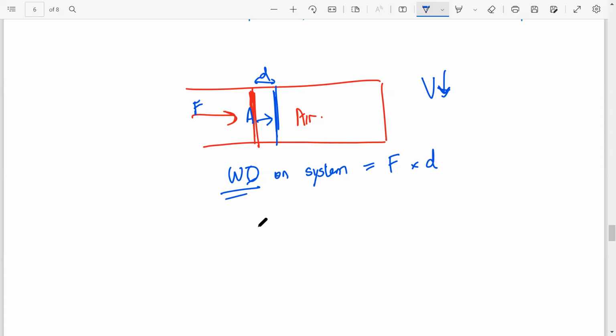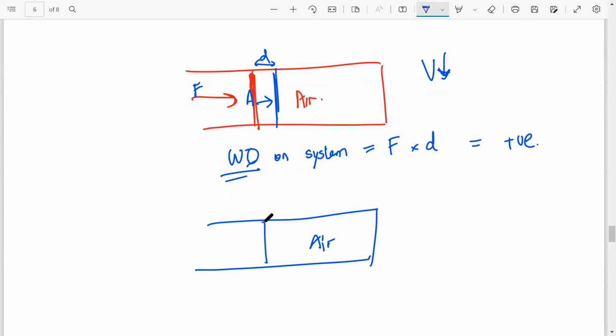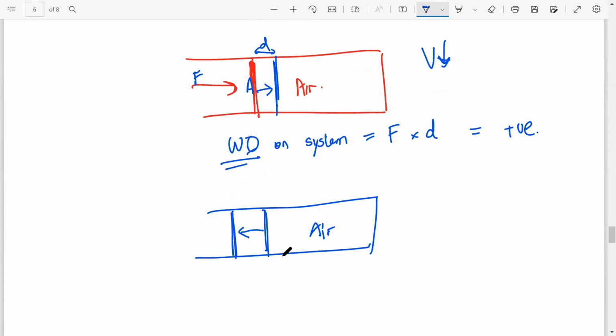But if it's the other way around, work done on is positive when the volume decreases. If it's the other way around, meaning the air is increasing in volume, then delta W is negative. See?